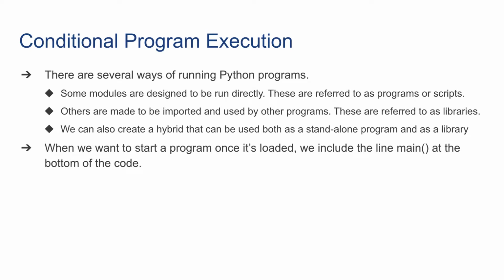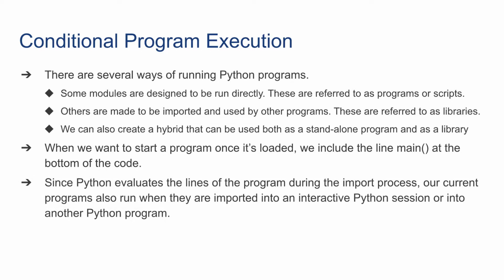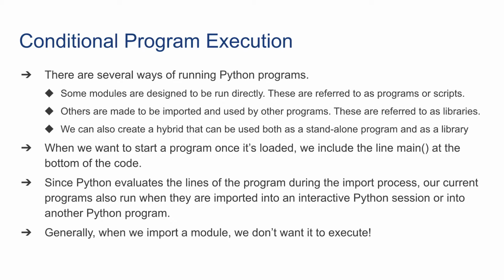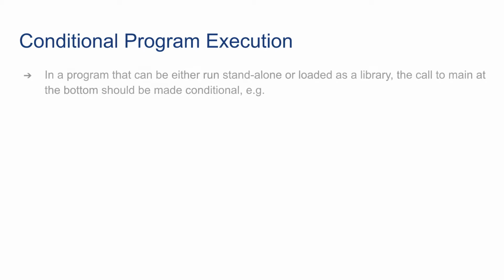When we want to start a program, once it is loaded, we include the line main function call at the bottom of the code. Since Python evaluates the lines of the program during the import process, our current programs also run when they are imported into an interactive Python session or into another program. Generally, when we import a module, we don't want it to execute. In a program that can be either run standalone or loaded as a library, the call to main at the bottom should be made conditional, that is, if a condition is true, then call main.